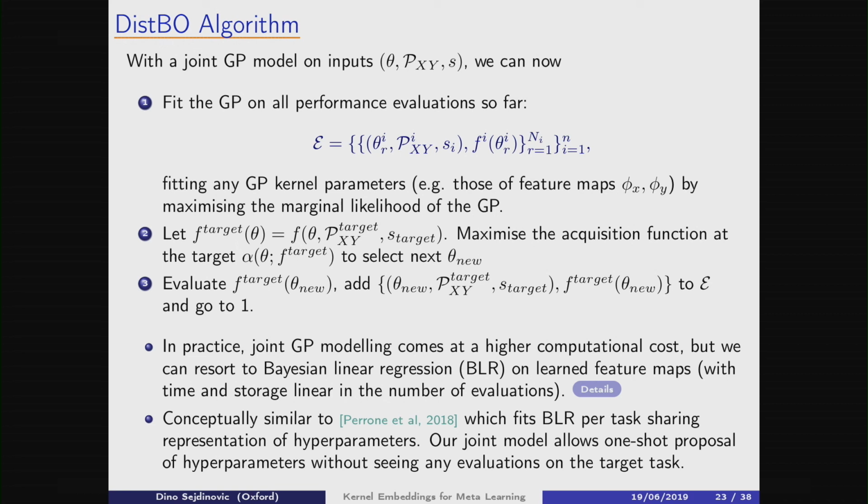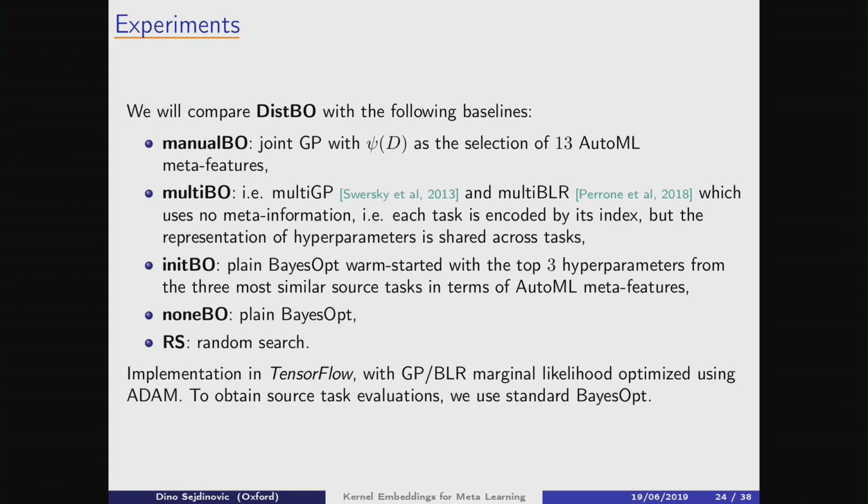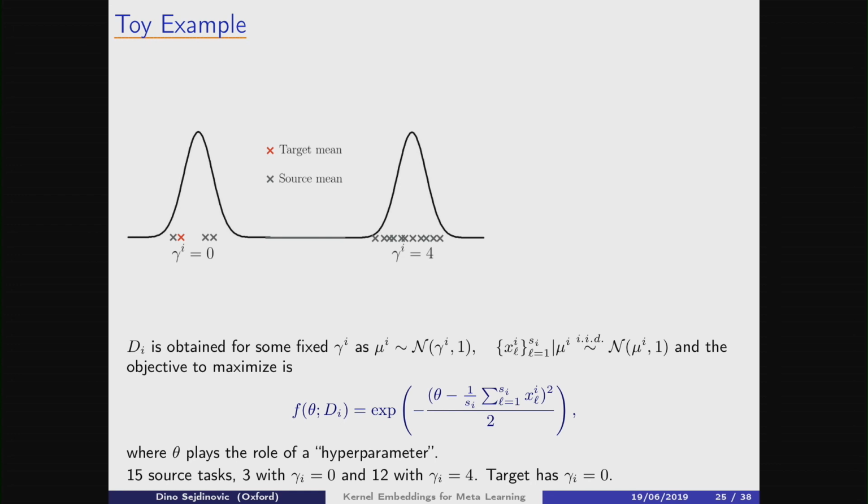Okay. So let me just give you some experiments. These are some various baselines. The first one uses manual Bayesian optimization, which uses the meta features that I've talked about. And there's multi-BO, which also uses a Bayesian linear regression, but with no meta information; each task is essentially encoded by its index, but the representation of hyperparameters is shared across tasks. Then there's this warm starting business, plain Bayesian optimization, random search. Okay. In the interest of time, I will skip through this example.